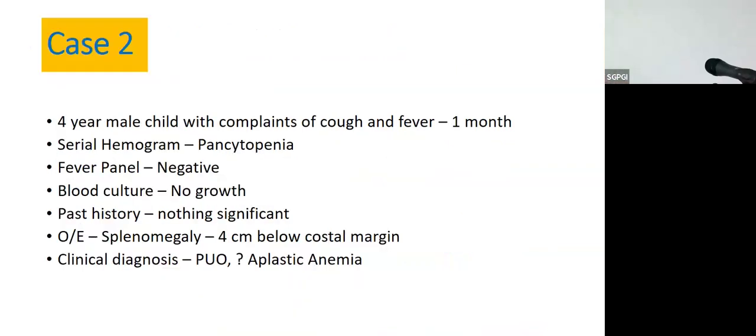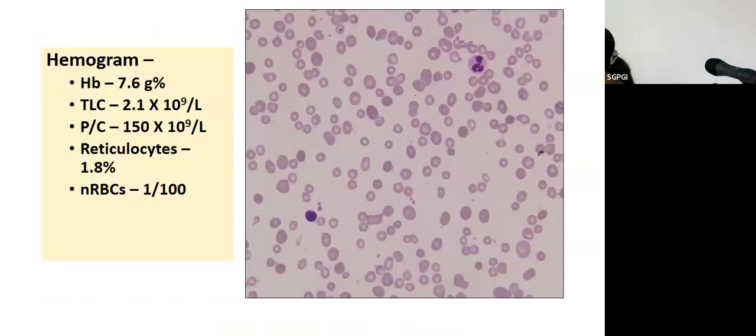Next, coming to the second case, this is a 4-year-old male child. He had complaints of cough and fever, serial hemogram showed pancytopenia. Again, nothing found in blood, no chances of infection. He just had a spleen 4 centimeter in size. And the clinical diagnosis was again pyrexia of unknown origin, or they were also thinking of aplastic anemia, and they sent us a marrow. Now, this is the marrow, the peripheral smear.